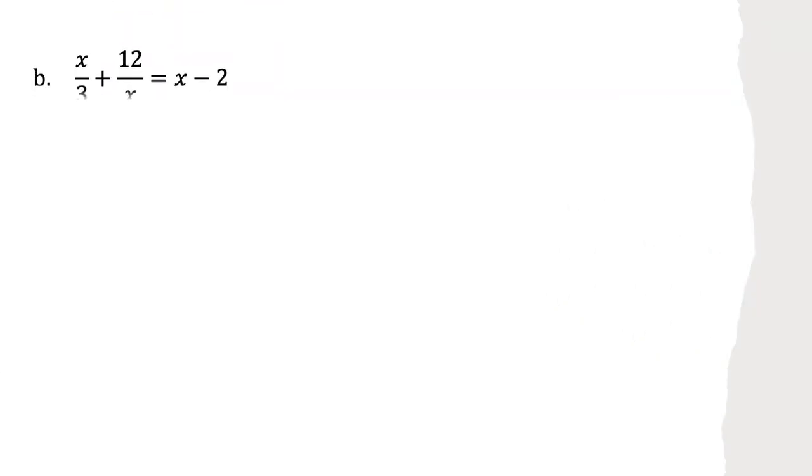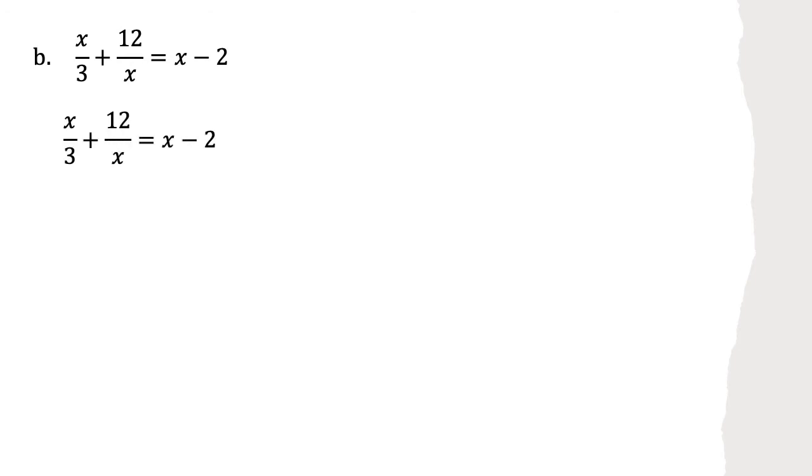Okay, let's go ahead and proceed with number 2. So x over 3 plus 12 over x equals x minus 2. We will do the same. We will multiply by its LCD. So this time our LCD is 3 times x. So 3 times x divided by 3. 3 will cancel, and then matitira po yung ating x value.